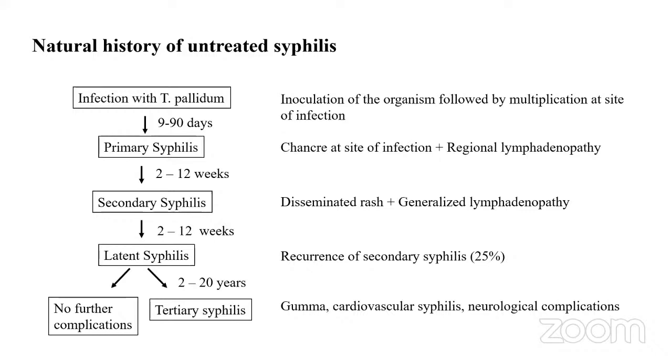So in tertiary syphilis, the patient can have mucocutaneous manifestations like gumma, or there could be involvement of the cardiovascular system, or there could be involvement of the neurological system.